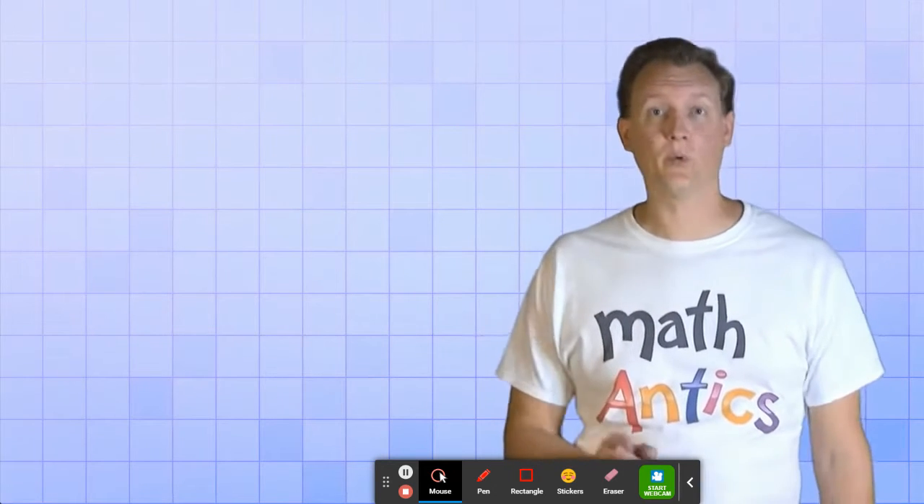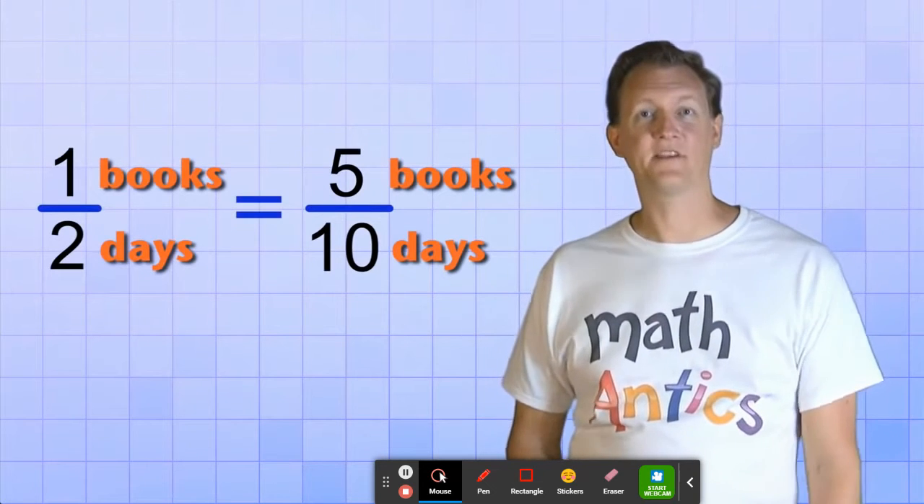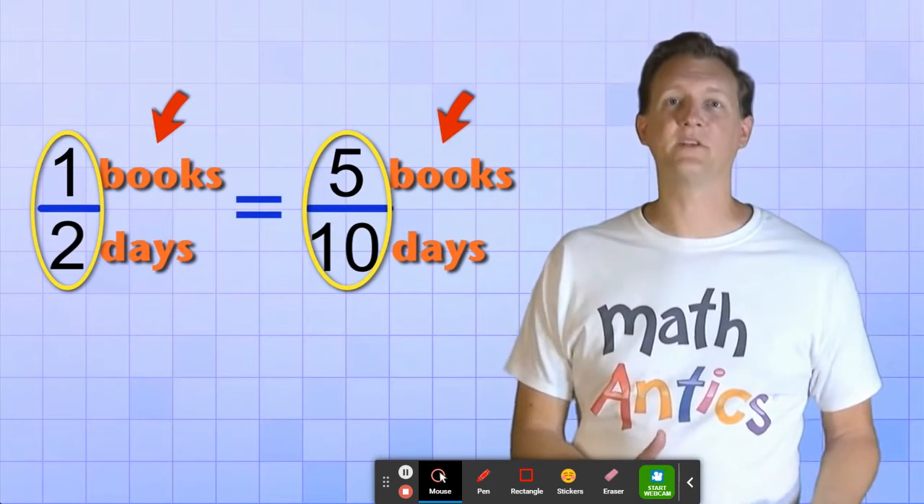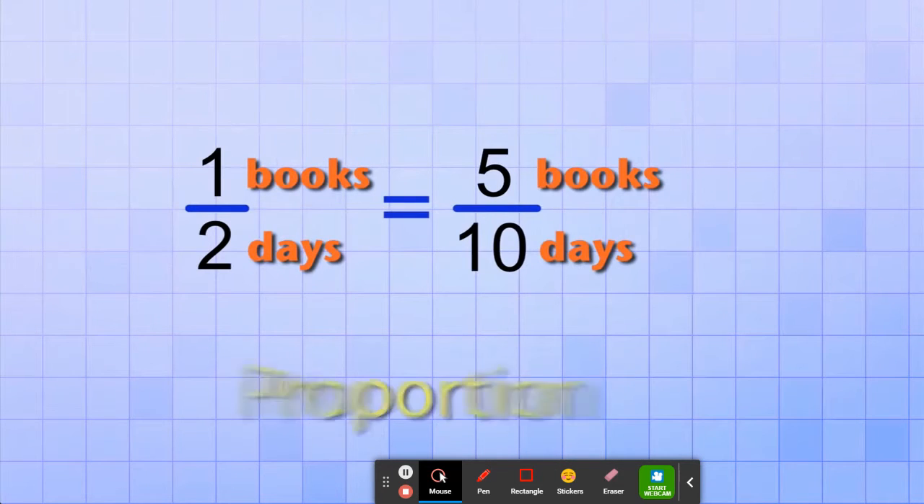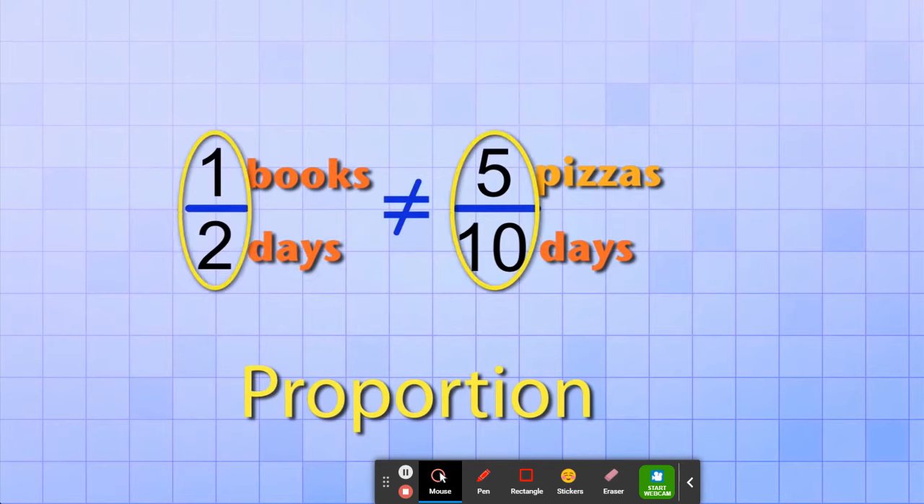And one thing that's really important to remember, in order for two ratios to be equivalent, they not only have to have the same value, they also have to have the same units. That is, they have to be representing the same thing on top and on bottom. Let me show you what I mean. This is a proportion because the top numbers both refer to books and the bottom numbers both refer to days. But what if we change the top unit of the second ratio to be pizzas instead of books? 5 pizzas in 10 days is not equivalent to 1 book in 2 days. So even though the numbers are still the same, this is no longer a proportion.